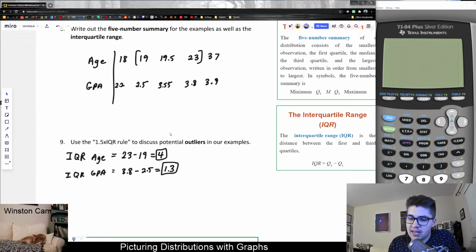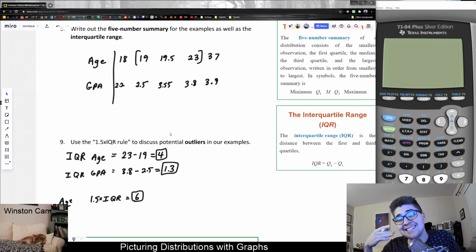But anyways, if you take the IQR and multiply by 1.5, so 1.5 times IQR, well, for the age, that would be 1.5 times 4. 1.5 times 4 is 6. So basically, if it is more than 6 units, or in this case, years away from that interquartile range, or from quartile 1 to quartile 3, then it will be an outlier. And so this is kind of like the margin for how far away it would need to be.